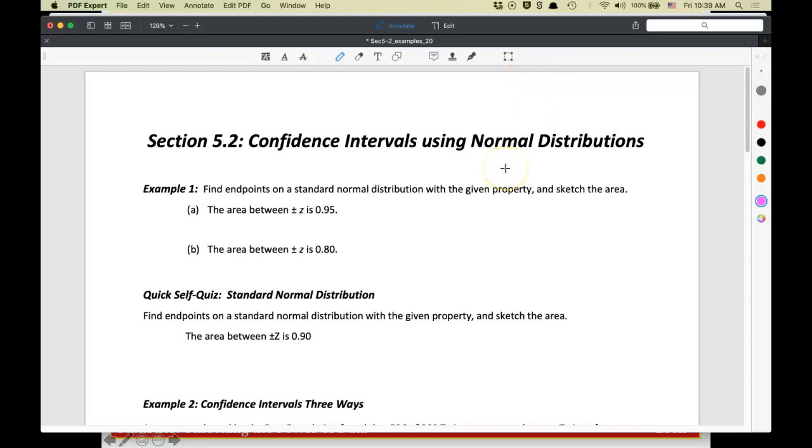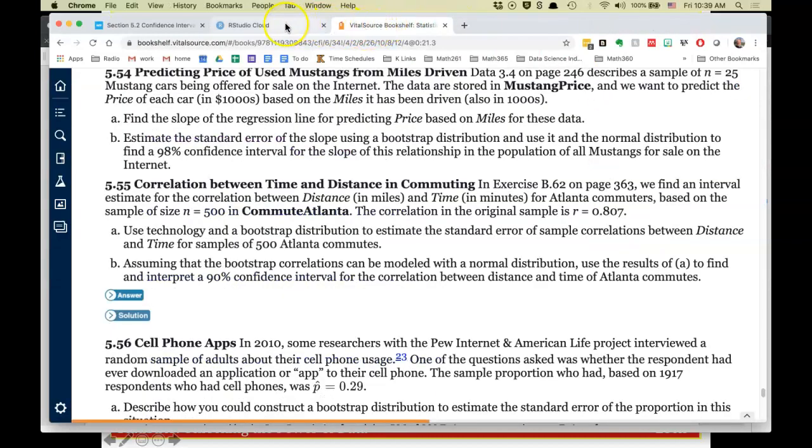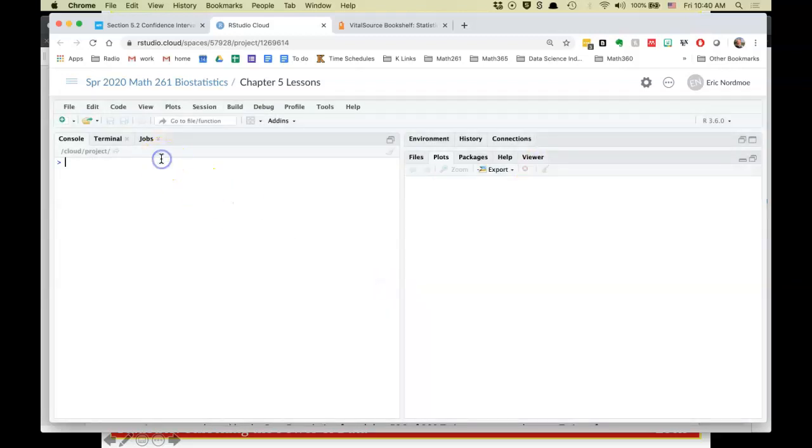Find endpoints on a standard normal distribution with a given property and sketch the area. So remember from the screencast of the lesson, what we're trying to do is find the value that has 0.95 in the middle. So that's a matter of using our function. We're looking for what we're going to call a z star and a minus z star. So I'm going to go over to the RStudio Cloud setup that I've got for chapter 5, and we're just going to run through a few examples. We'll clear out some of this old stuff.